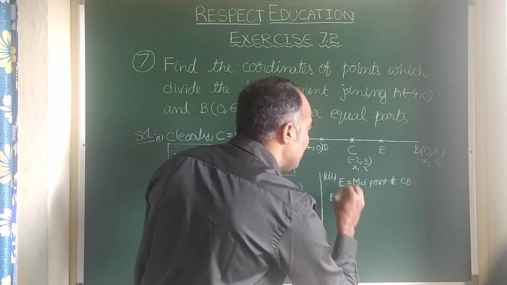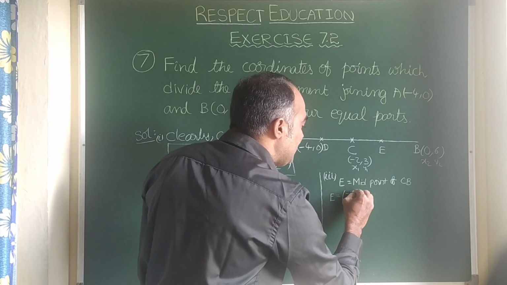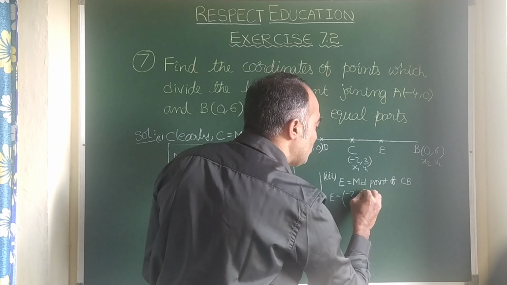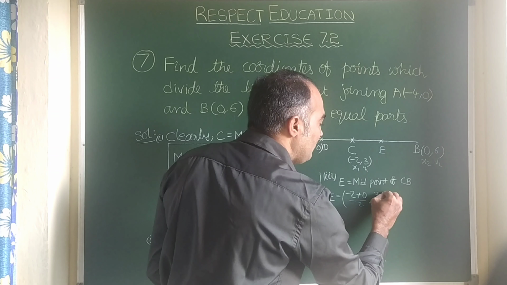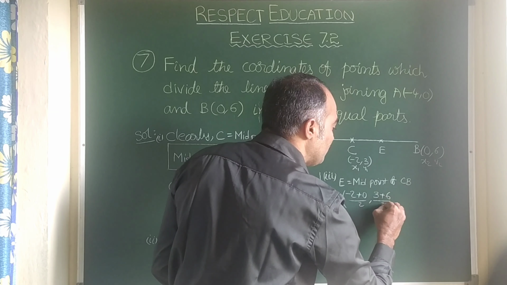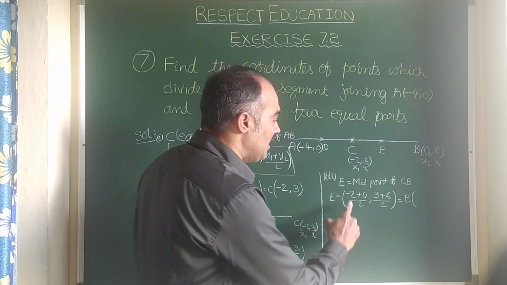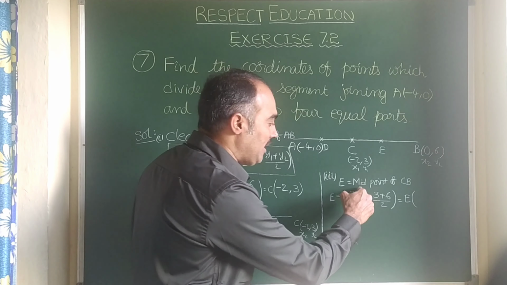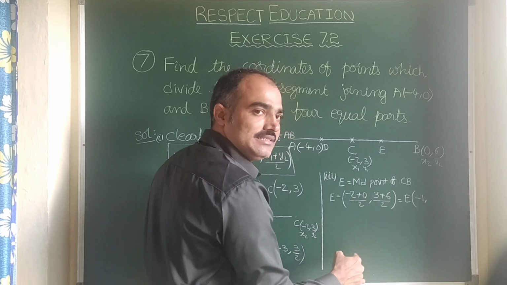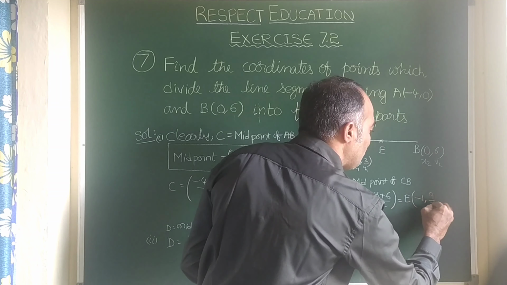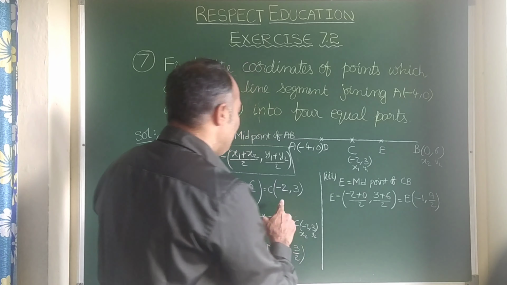E is equal to the same (x1 plus x2) by 2, that means minus 2 plus 0 by 2, comma (y1 plus y2) by 2, that is 3 plus 6 by 2. On simplification we get the point E: minus 2 plus 0 is minus 2, minus 2 by 2 is minus 1, and 3 plus 6 is 9, so 9 by 2, let us write 9 by 2 as it is. Clear? Now we got all the answers.